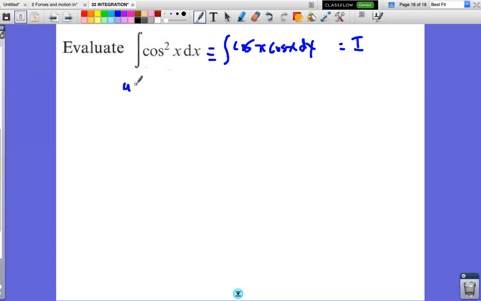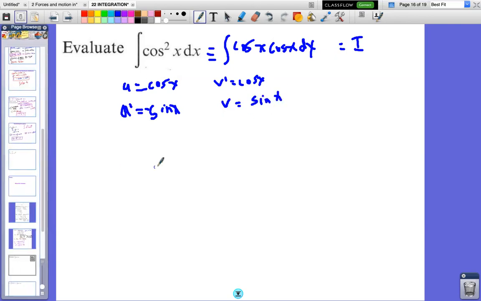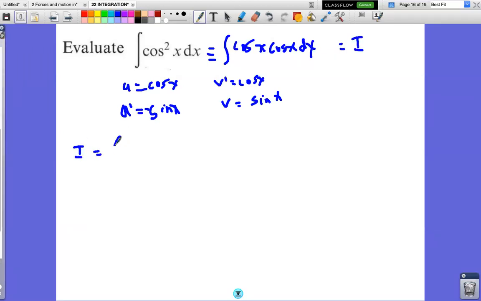So you can choose your u to be cos x, one of the cos x. U prime will be negative sine x. Choose your v prime to be another cos x. V will be sine x. So your integral becomes uv, sine x cos x minus integral of negative sine squared x dx, because you have sine x there.